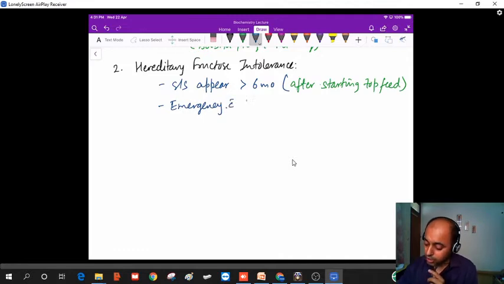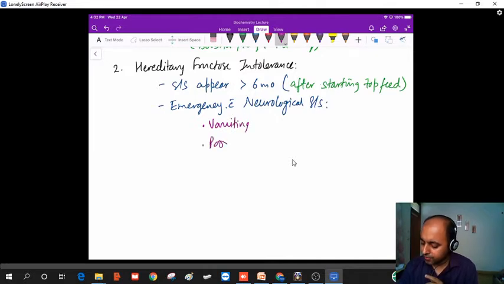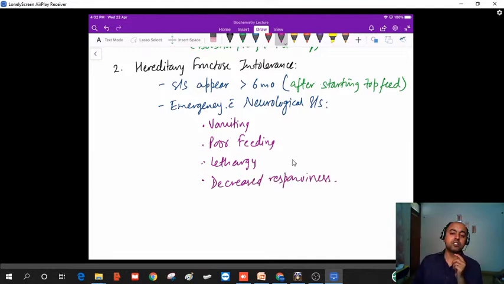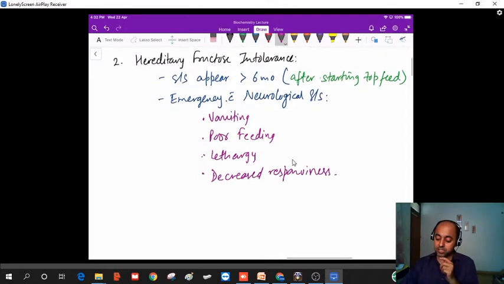These patients will come to the emergency with neurological signs and symptoms. What are those signs and symptoms? Typically we find vomiting, poor feeding, you may find lethargy. Another term used is decreased responsiveness. So these are the findings that you will see. They present to the emergency with neurological signs and symptoms: vomiting, poor feeding, lethargy, decreased responsiveness.